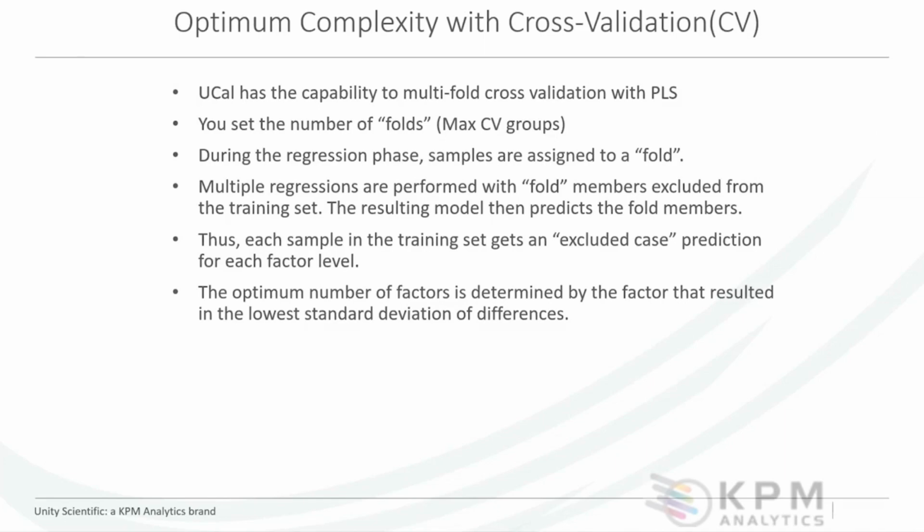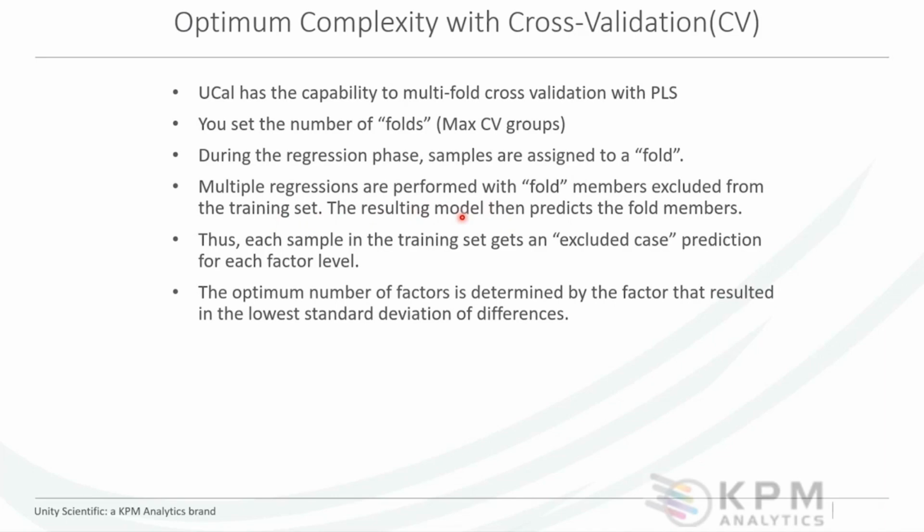So we're going to optimize our complexity with this cross-validation, and UCal is built around the ability to use cross-validation. In mathematical circles, it's sometimes called multifolds, where they describe the folds as cross-validation groups. During the regression phase, when we're using cross-validation, samples are assigned to a fold. This is an iterative process. We perform multiple regressions with the fold members excluded from the training set, so they become a validation set for each one of these independent regressions.